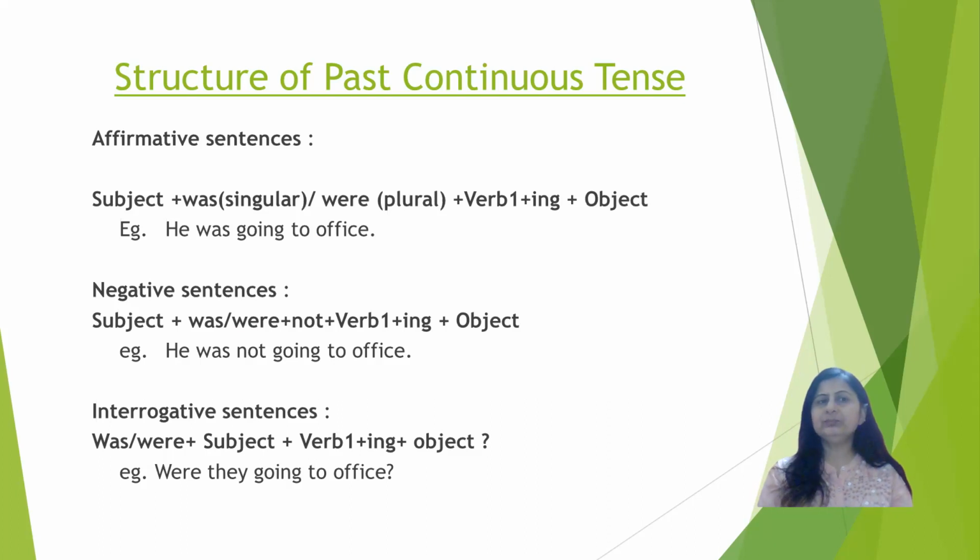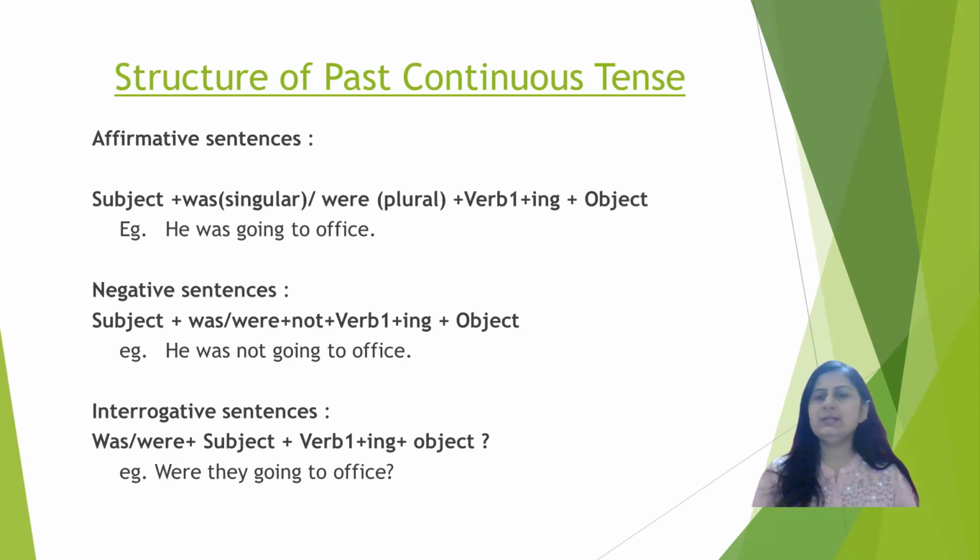See the example. He was going to office. He is the subject. It is singular, so we will use was plus go, the first form of the verb, plus ing will become going, and then the object, to office. He was going to office. In case of negative, we will add not with this was and were.